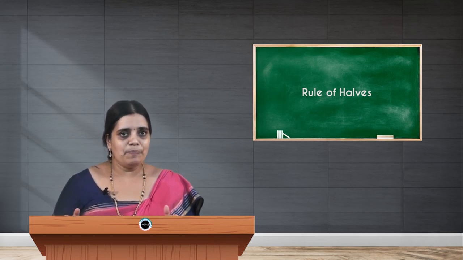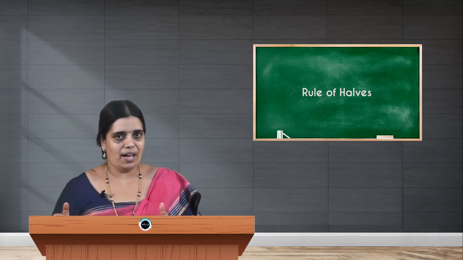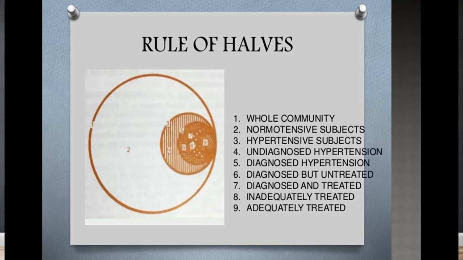I would just tell you what is rule of halves, what are the different components of this rule of halves. So let's see the diagram. All of you might be aware of this diagram. So if you can follow, there are 9 important components. It is available in any of the textbooks of preventive and social medicine or community medicine. So please follow the numbers which we have given here. There are 9 important components in rule of halves, which is suitable to explain hypertension.